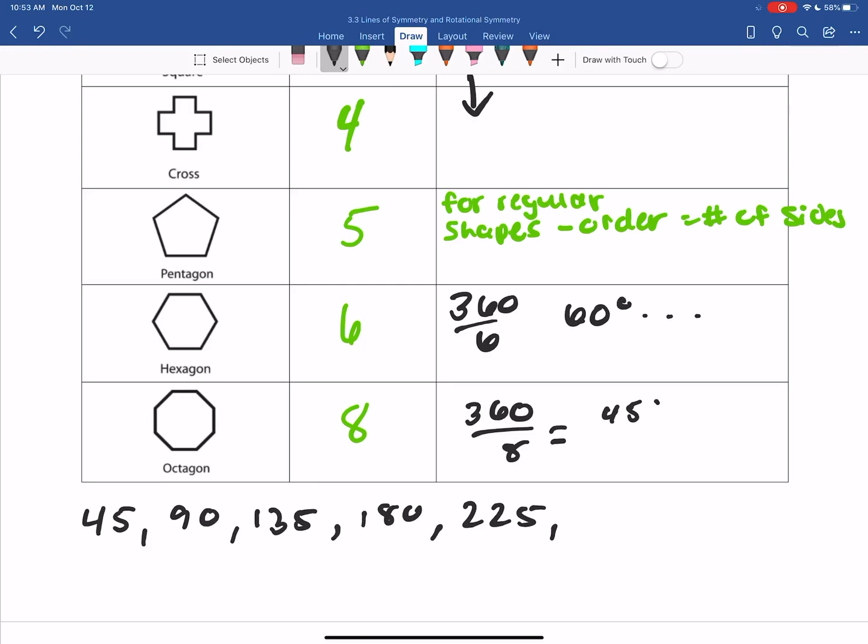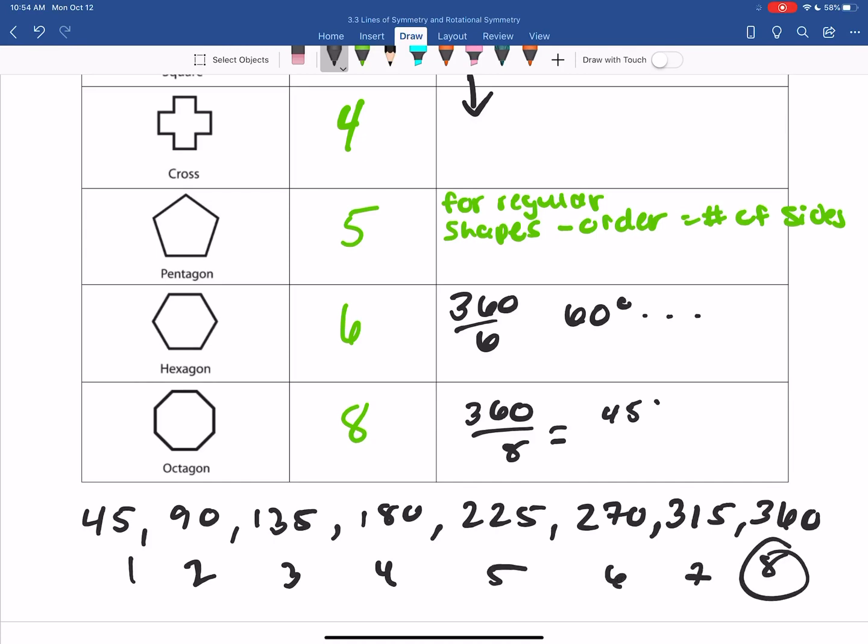And all I'm doing each time to write these numbers down is I'm just adding 45. And you'll know that you've added correctly if you do end up with 360. Yay! 360. So we've got 1, 2, 3, 4, 5, 6, 7, 8. That's my order. And that's rotational symmetry.